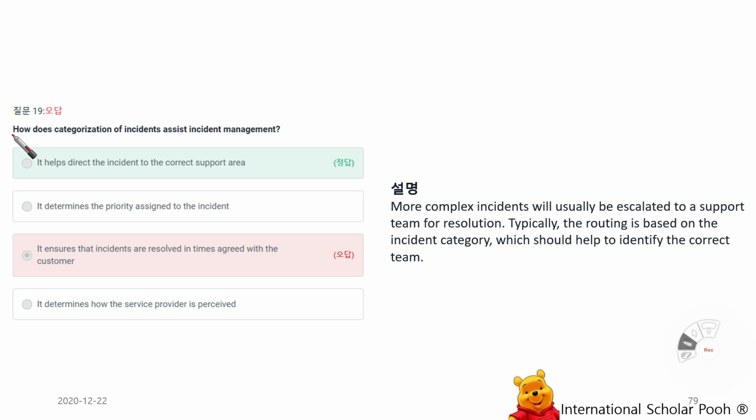How does categorization of incidents assist incident management? It helps direct the incident to the correct support area. More complex incidents will usually be escalated to a support team for resolution. Typically, the routing is based on the incident category, which should help to identify the correct team.